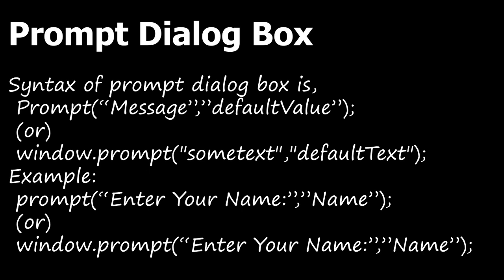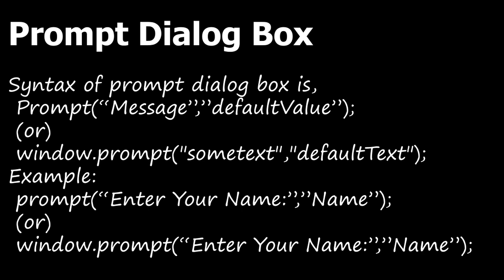This dialog box has two buttons, that is OK and cancel. If the user clicks on the OK button, prompt will return the entered value from the text box, and if the user clicks on the cancel button, prompt will return null, nothing, right? So let's see the syntax for this.